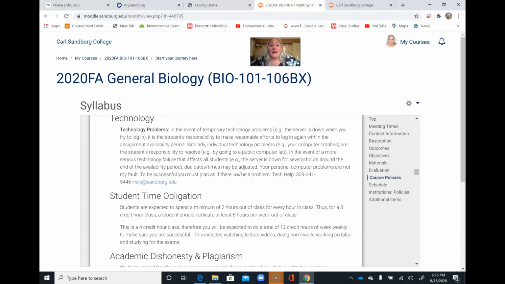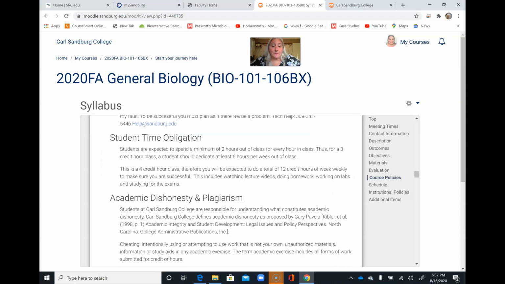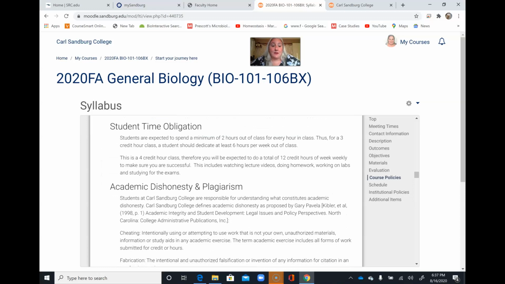Since this is online, I did post the technology update. So if you are struggling with technology, if your computer crashes, if something happens, you can contact the help desk. There's a number and an email address that you can contact. So make sure that you are paying attention to those and you keep that near.